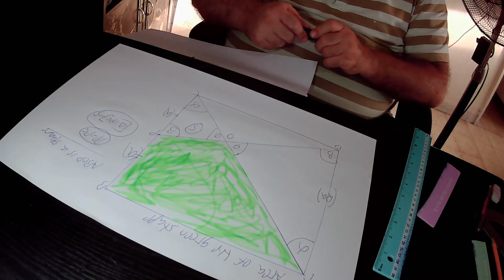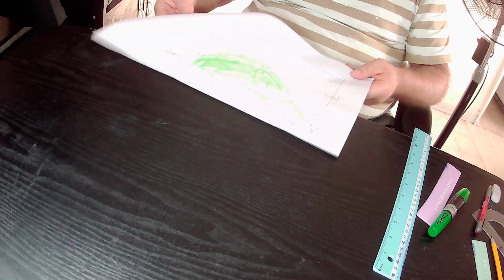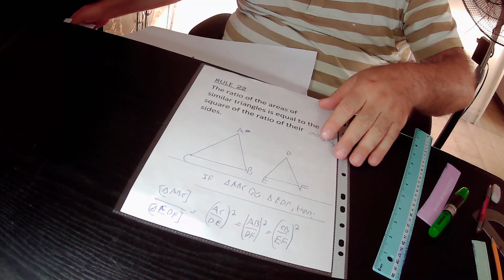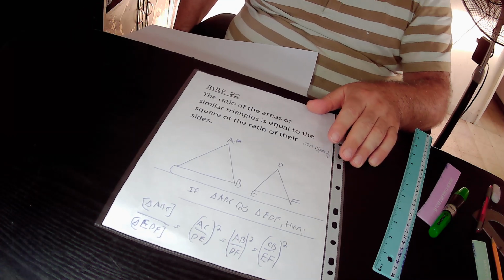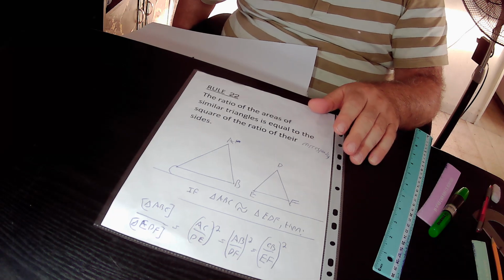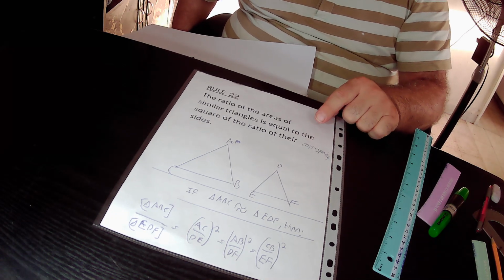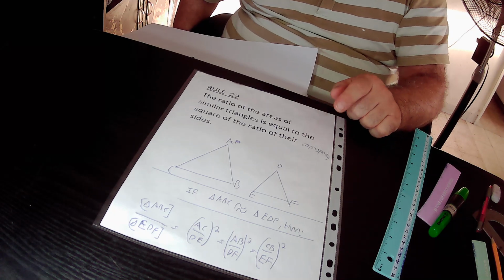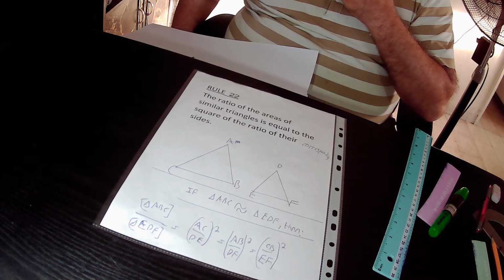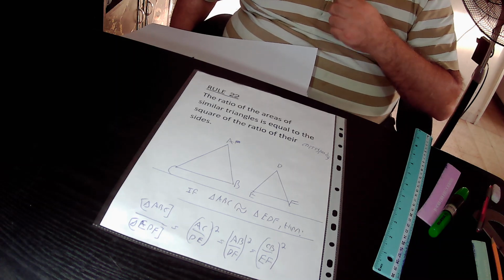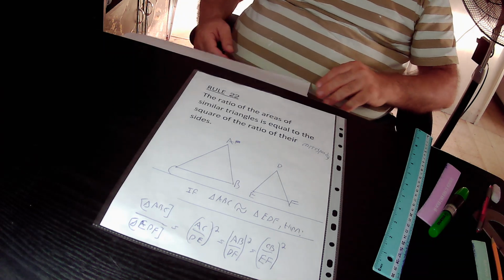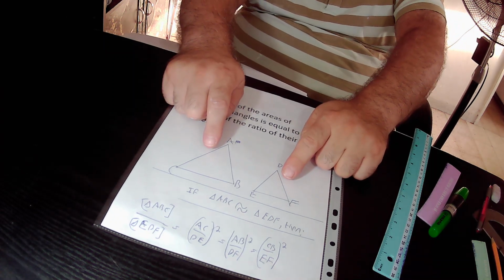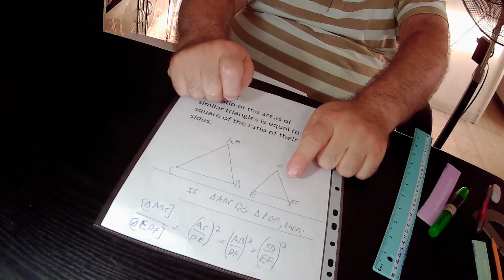According to Rule 22, the ratio of the areas of similar triangles is equal to the square of the ratio of their corresponding sides. Again, the ratio of the areas of two similar triangles is equal to the square of the ratio of their corresponding sides. So in the drawing we have those two triangles, triangle ABC and triangle DEF.